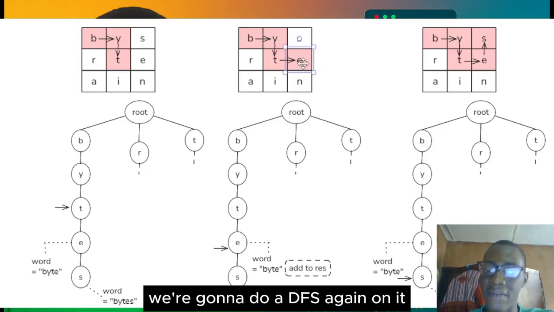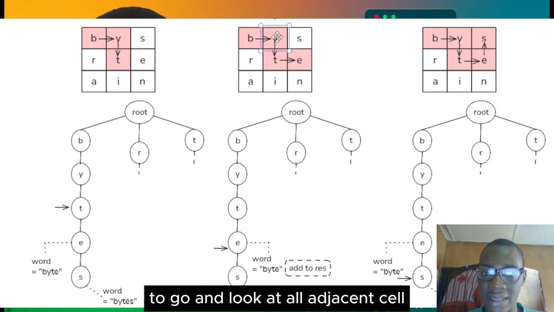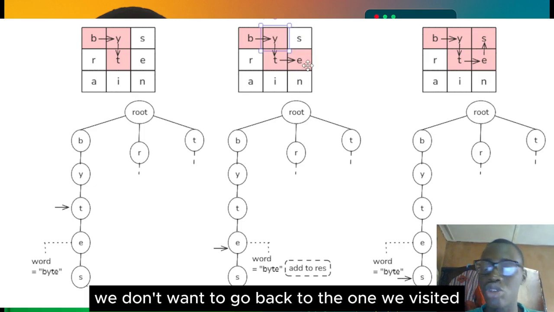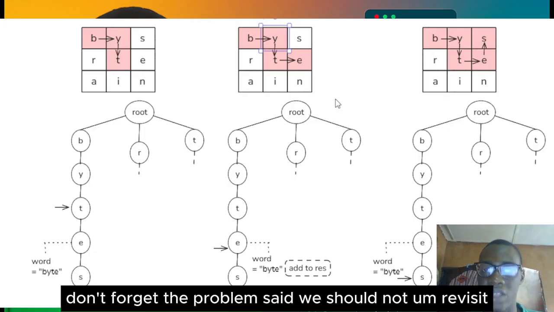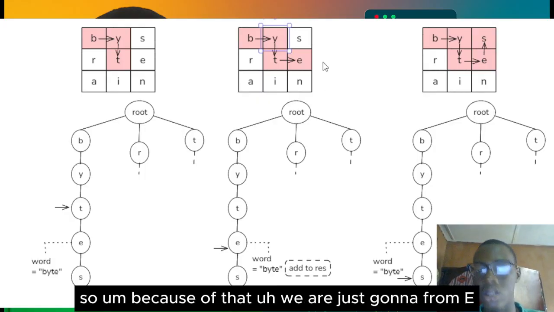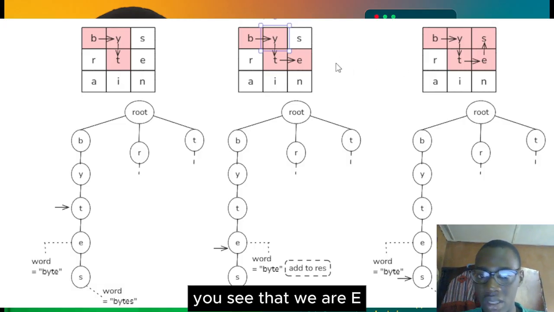We just keep on traversing. We're going to do a DFS again on E to look at all adjacent cells, keeping track of the ones we visited. We don't want to go back to the one we visited. Don't forget, the problem said we should not revisit. We should not use the same node twice for a single word. You understand?